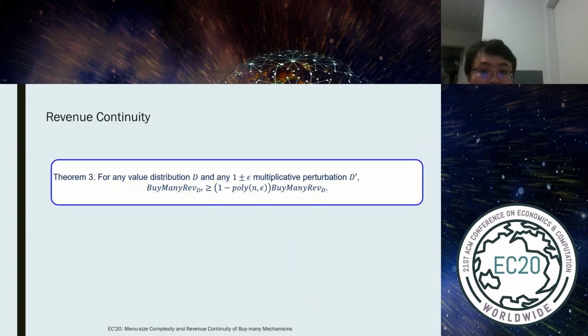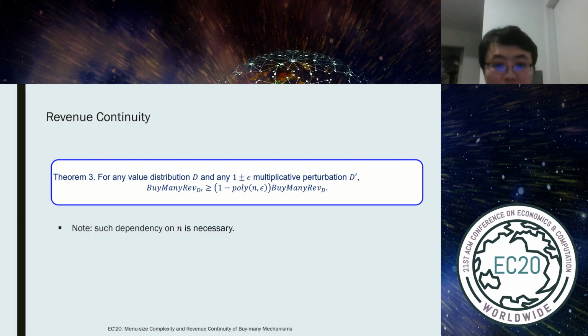In particular, for any distribution over any valuation functions, the revenue obtained by optimal buy-many mechanisms does not change much under any multiplicative perturbation of the value distribution. The revenue may decrease only by a factor of poly(n, epsilon), and we can observe that this dependency on n is necessary and cannot get removed.